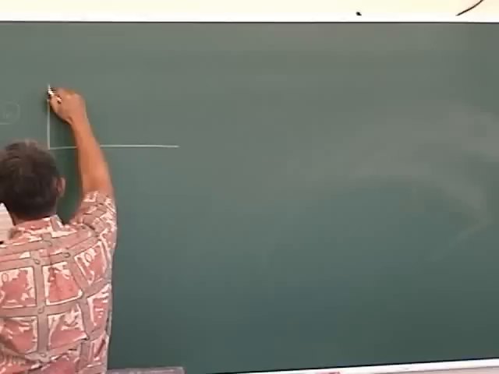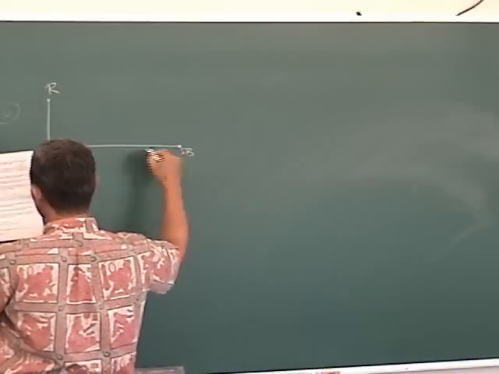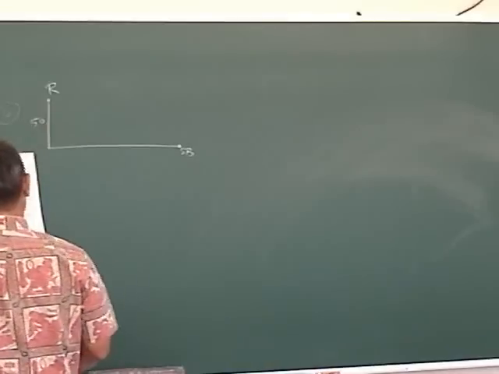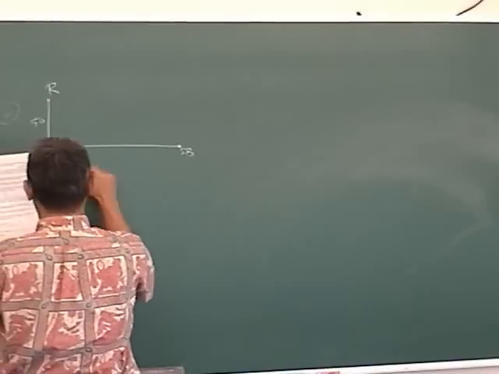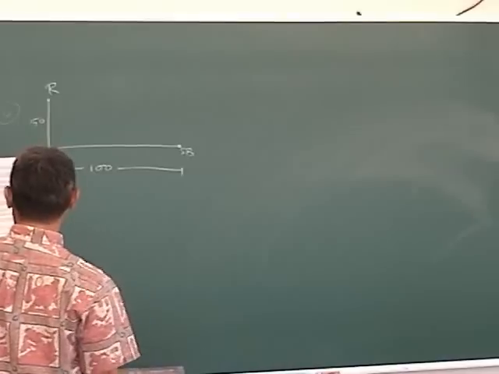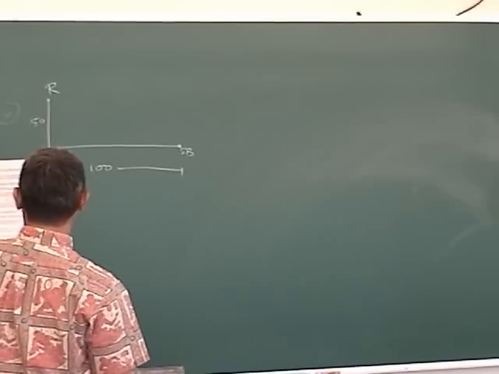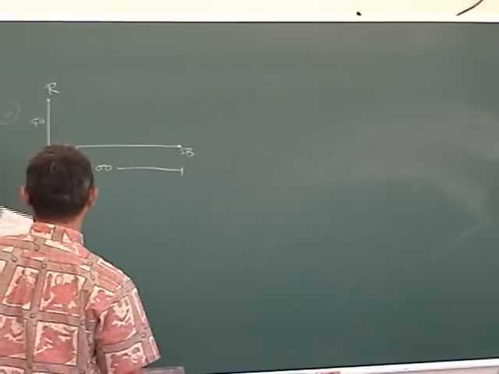Here's a raft, and you have to get to the snack bar over here. And this is 50 meters. Okay, and this is 100 meters here. The lifeguard can swim 2 miles an hour and run 6 miles an hour. So express the total swimming and running time as a function of x.